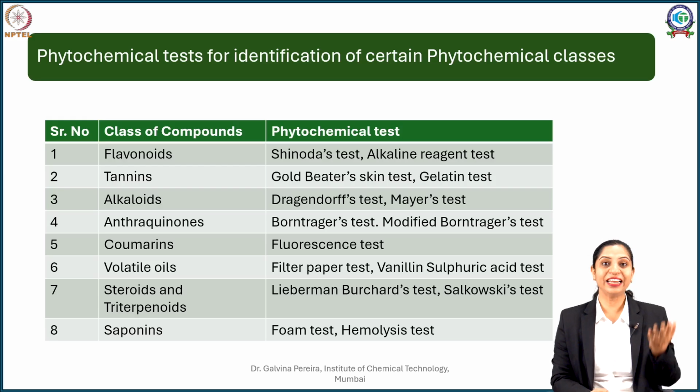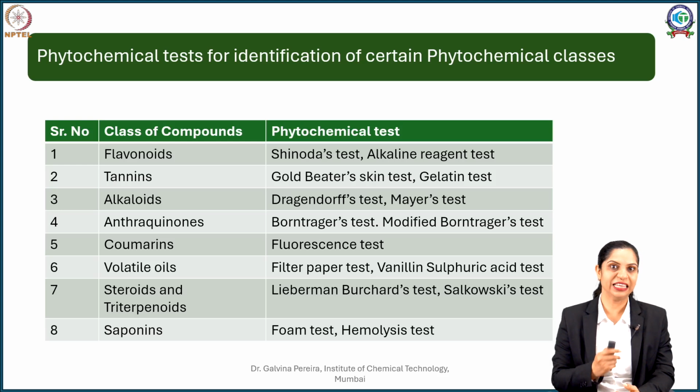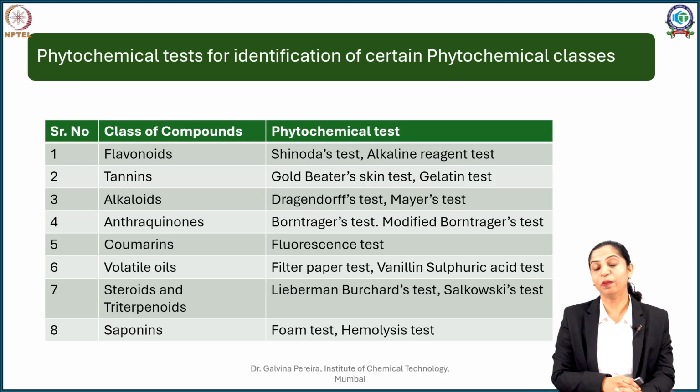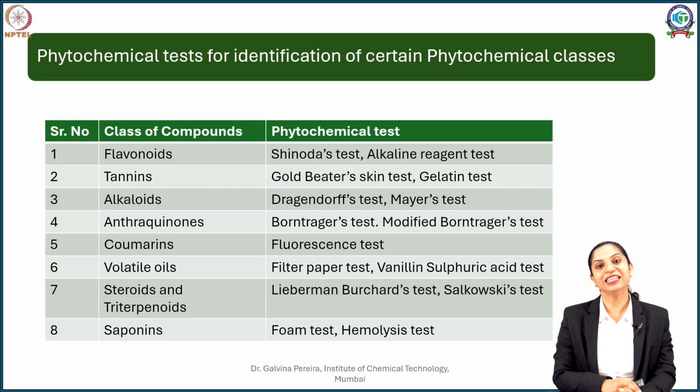Now, recollecting your unit 4, that is your tannins, tannins have the ability to tan the skin, and in the gold beater's test we checked their ability to tan the ox intestine. Similarly, the ability of tannins to precipitate proteins was also evaluated by the gelatin test.